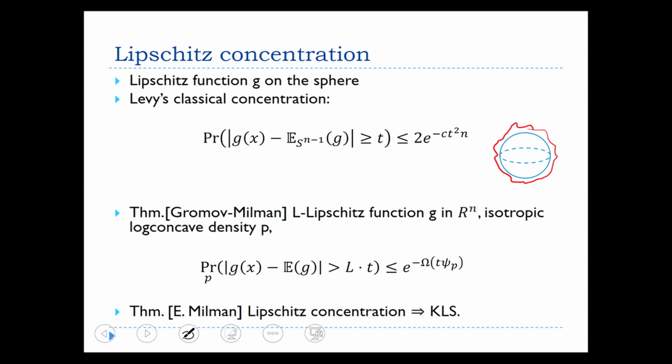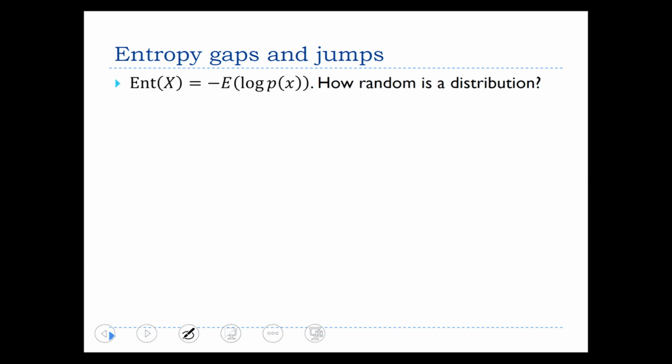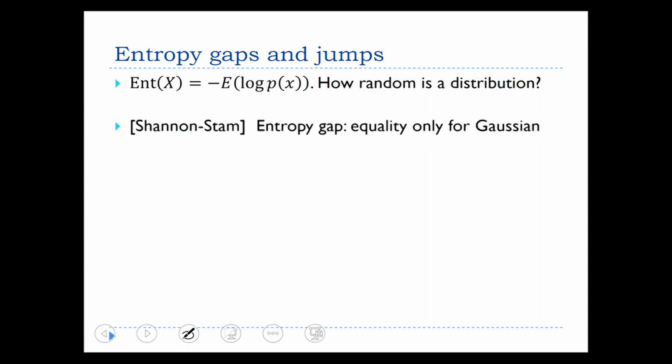Conjecture implies anti-concentration and concentration. I want to mention one more. It's an information theoretic consequence. So if you have a distribution, you can define its entropy. How many bits do you need to encode its density?